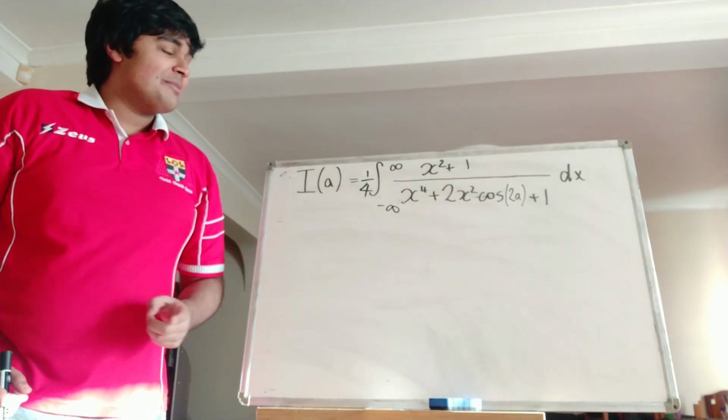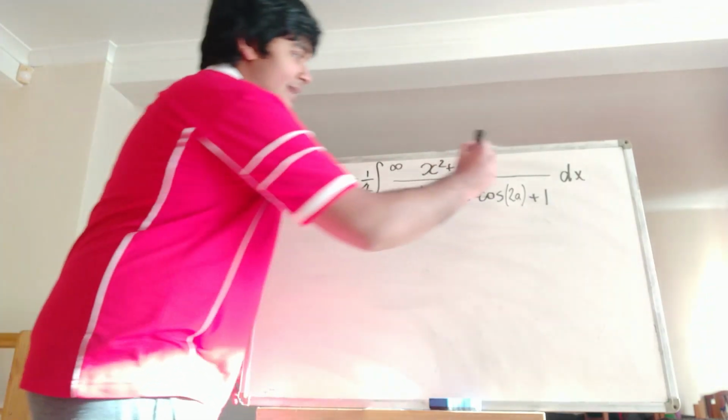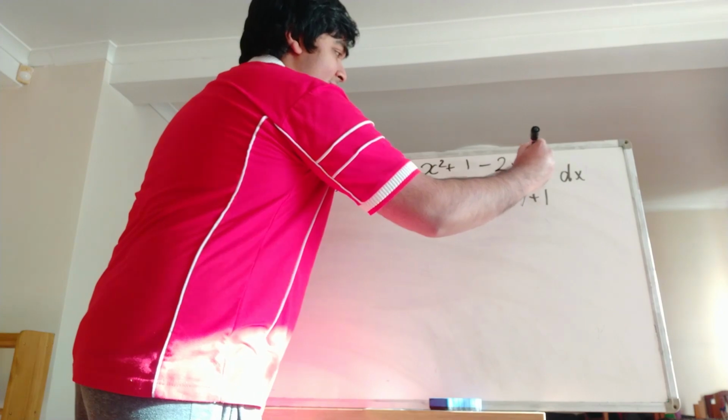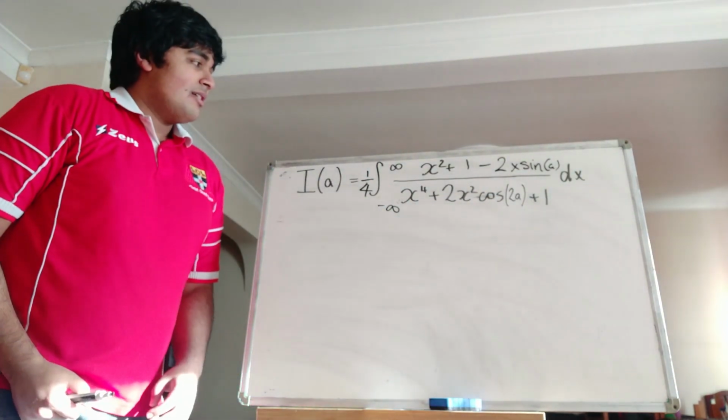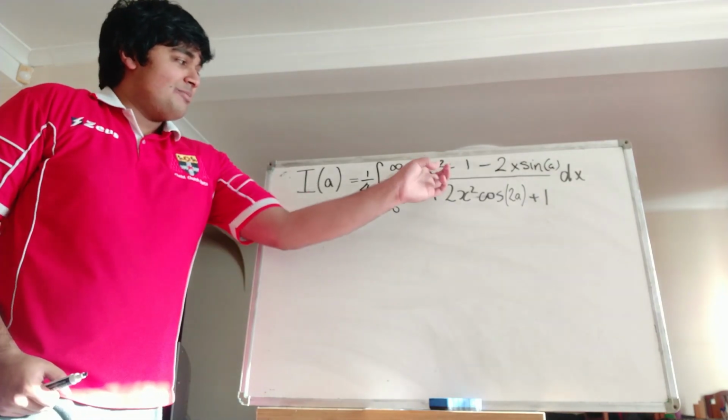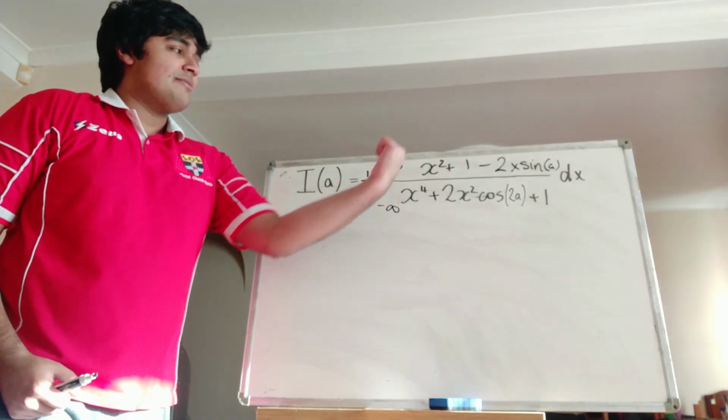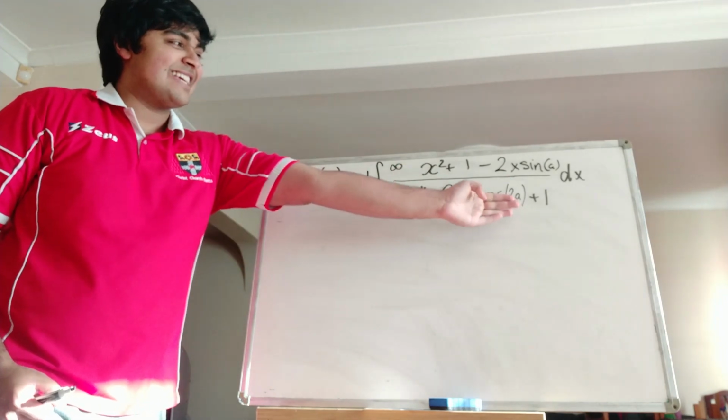But the odd function I'm going to be adding on is essentially this thing here. So 2x sin a, and then divided by this thing here. So this integral I(a) before was just a quarter of the integral from negative infinity to infinity of x squared plus 1 divided by this thing here, dx.